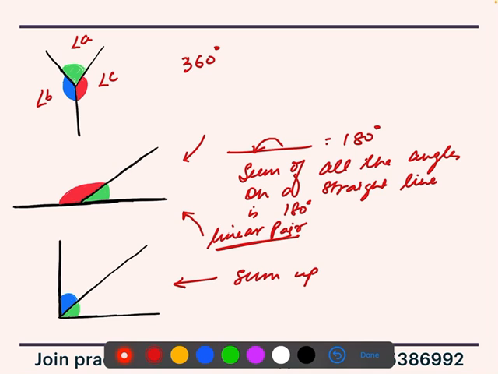The last over here is a pair of complementary angles. Suppose this is angle A, this is angle B. So angle A plus angle B sum up to 90 degree. This is what you needed to know to find out or to explore the basics of geometry.